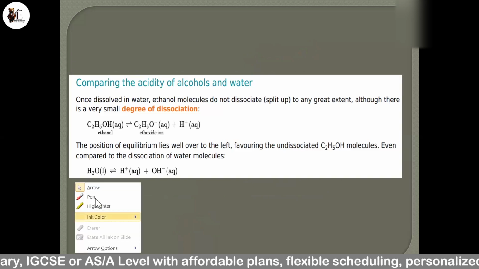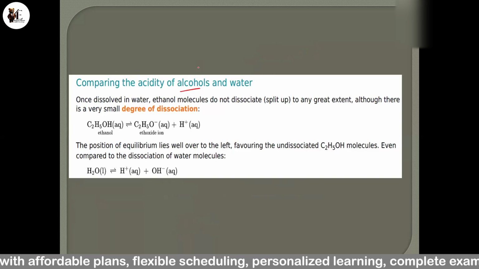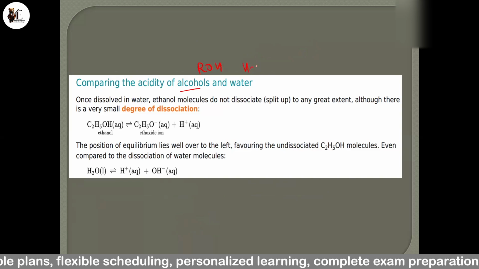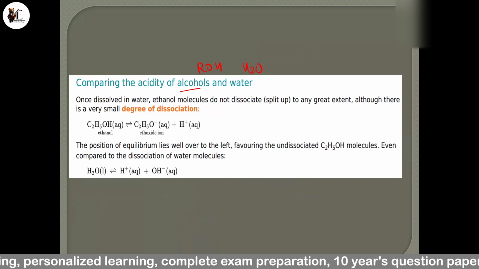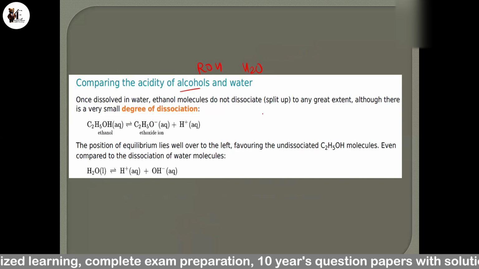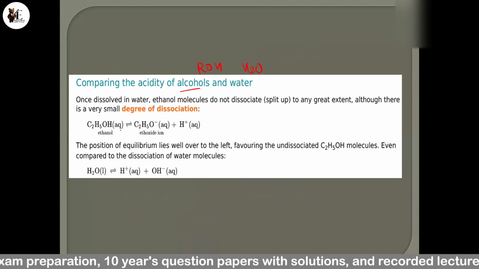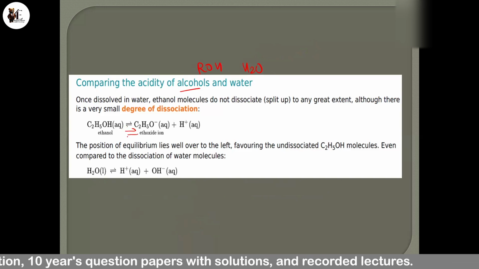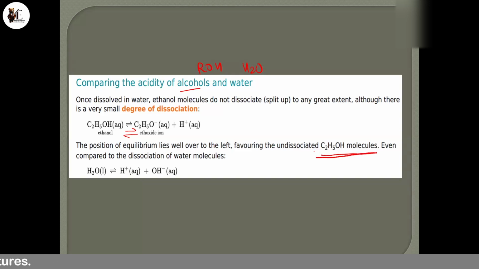Now let us compare the acidity of alcohols and water. Which is more acidic, alcohol, ROH, or water, H2O? When you dissolve ethanol molecules in water, they do not dissociate to any great extent, although there is a very small degree of dissociation. You can see the arrow going in the backward direction also, which means it is not completely dissociated into its ions. The position of equilibrium lies well over to the left, favoring the undissociated C2H5OH, the ethanol molecules.